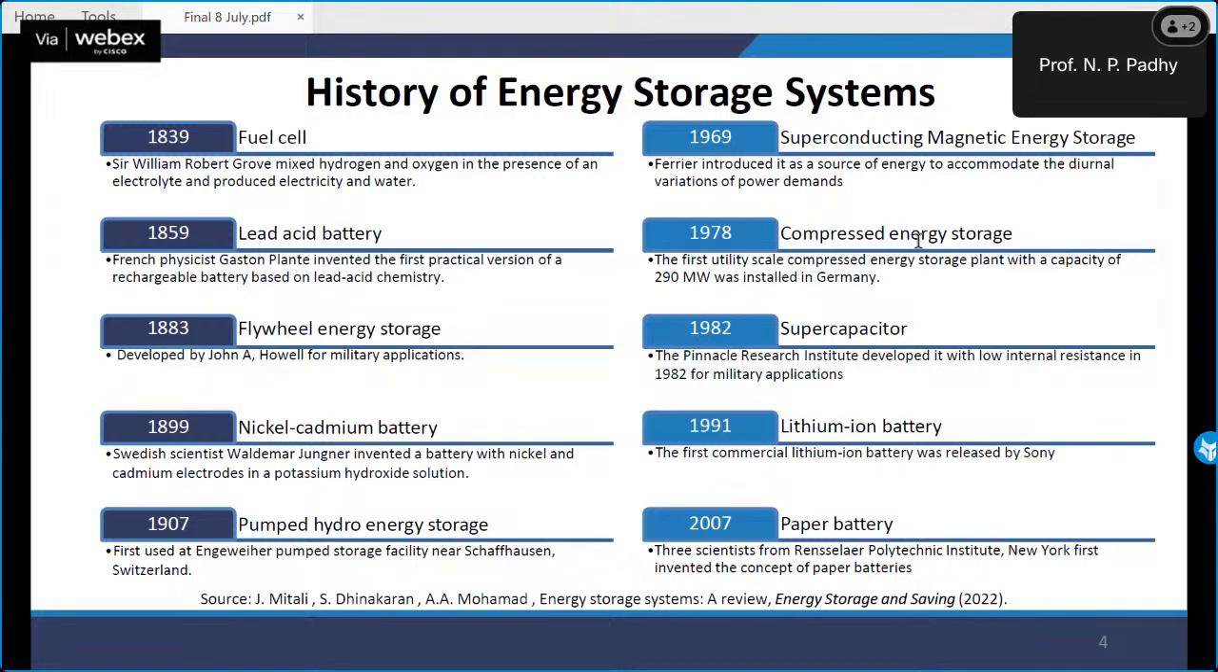As far back as 1839, we had the first storage device, the so-called fuel cell, and Sir William Robert Grove played a key role in developing it, where he mixed hydrogen and oxygen in the presence of an electrolyte and produced electricity and water. Then slowly we moved to the lead-acid battery.